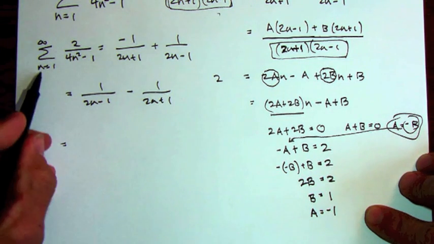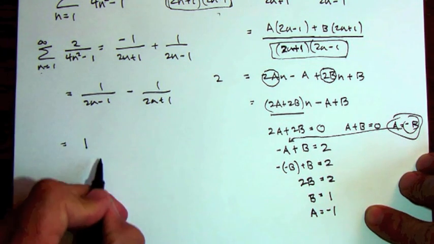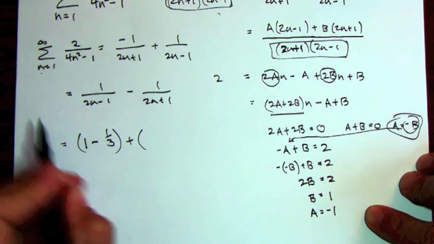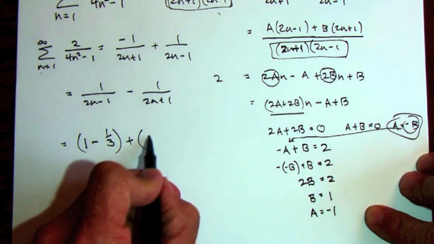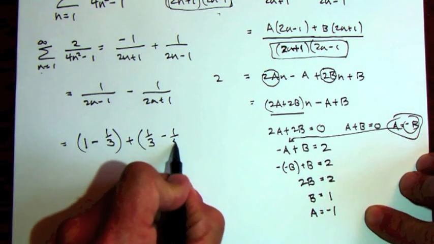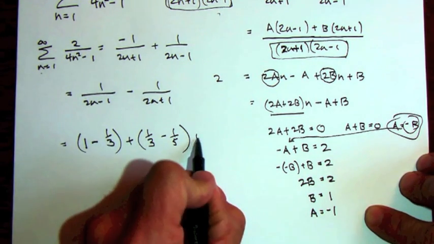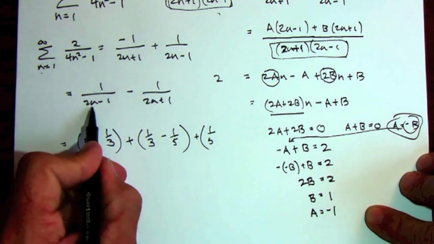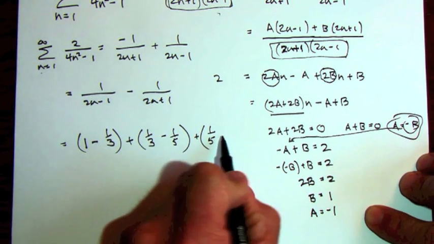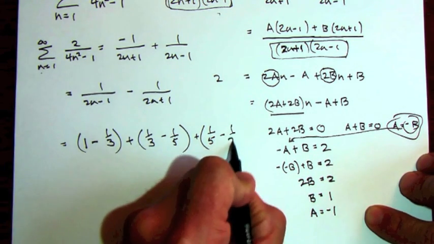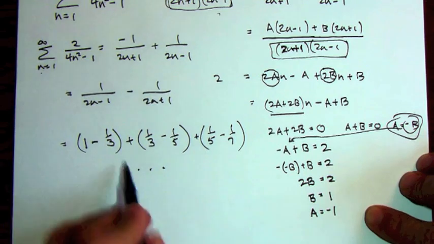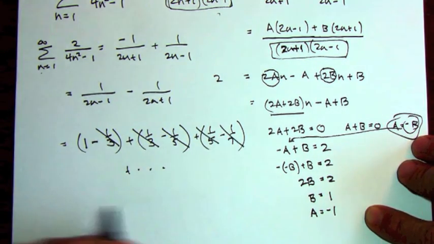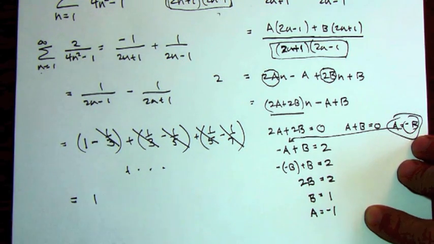If I let n equal 1, I'm going to end up with 1 minus 1/3. Plus, now if I let n equal 2, I'll end up with 1/3 minus 1/5. When n equals 3, I end up with 1/5 minus 1/7, and so on. So we see the telescoping nature here. Every term cancels except for the first, and so once again, it sums to 1.